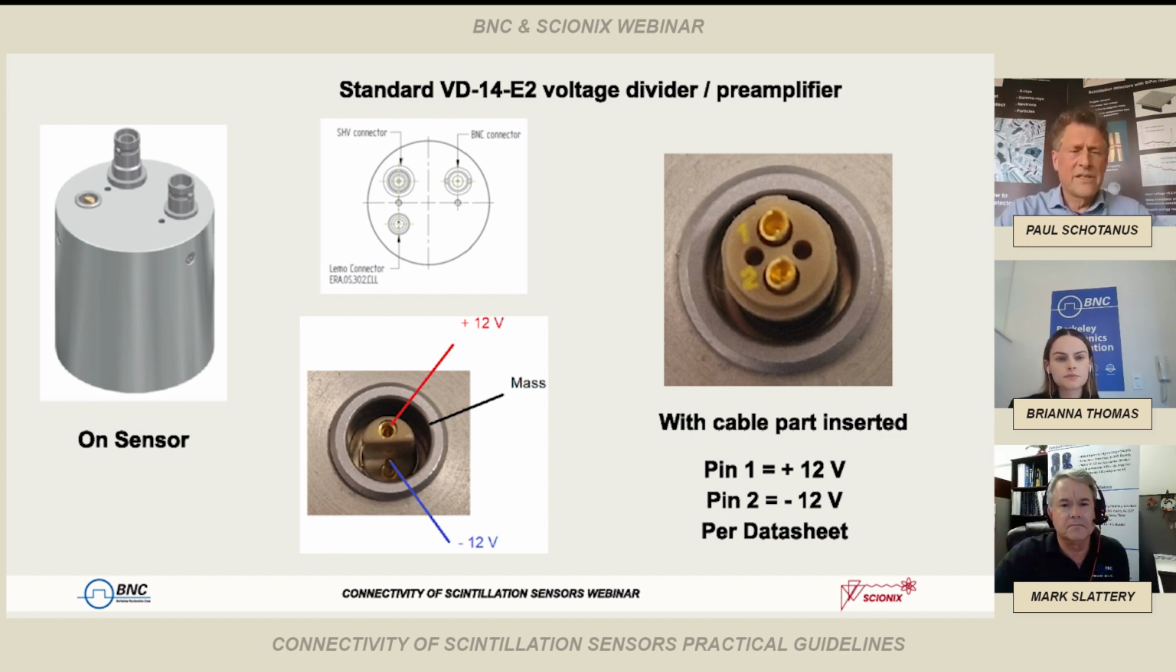Well, this is a picture of a regular plug-on preamplifier for a 14-pin scintillation sensor. You see the SHV connector and the BNC connector again. There's the LEMO connector to the left. And there's a particular pin layout there for plus or minus 12 volt, which is again not prescribed by law, but we have a choice for that. And this is how we at Scionix have defined the plus or minus 12 volt. The cable part is also indicated here. It's always essential that you read the manual if you're going to make your own cables.